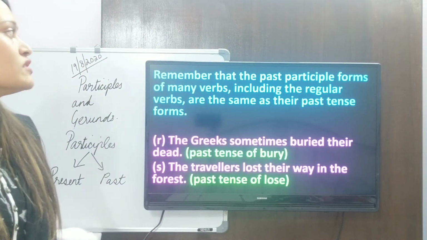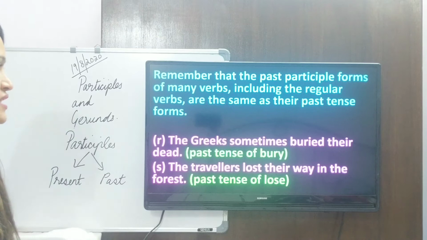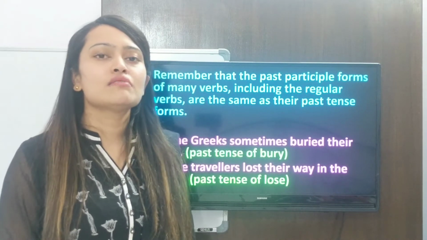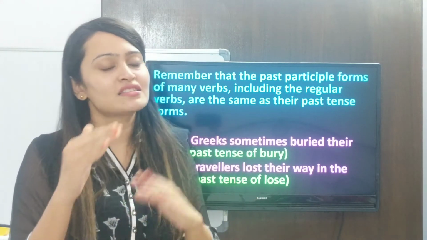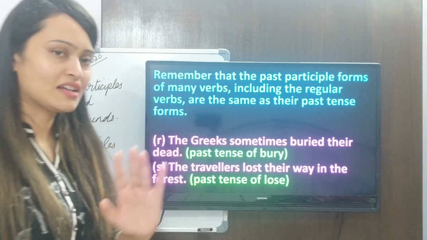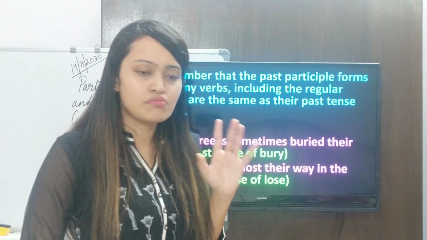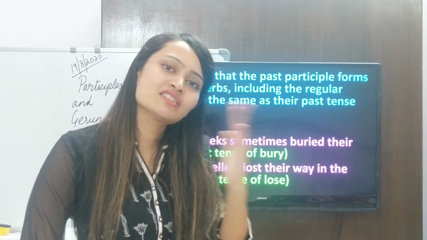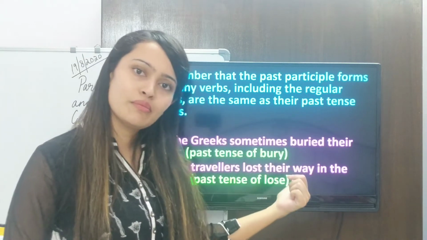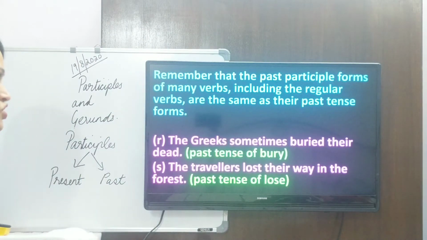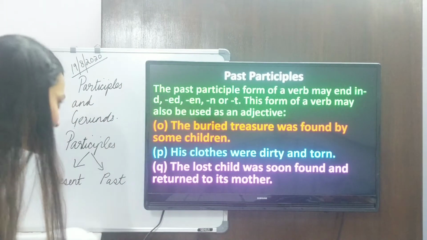Remember that the past participle forms of many verbs, including the regular verbs, are the same as their past tense. What they're trying to tell us, children, is that sometimes the verb itself in its past form is just the same as the past participle. I'll help you clarify that point. The Greeks sometimes buried their dead. Do you know the word bury? It is a verb, right? Now what is the past tense of bury? Buried, right? So this is the past tense of bury. But in the previous example which you studied, we have used buried as an adjective. So this is a past participle. I hope that has clarified the point.